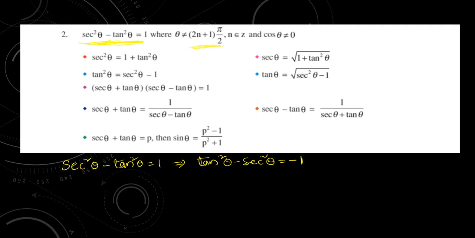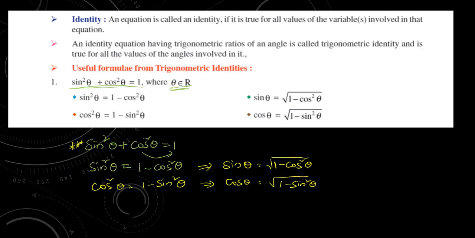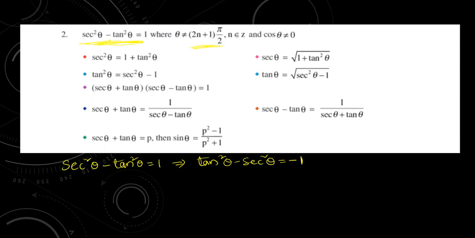On transposing, the same way we did the transpositions for the first identity, where we got 5 formulae, using this one we got 1, 2, 3, 4. The same way for secant square theta minus tan square theta is equal to 1 we get secant square theta is equal to 1 plus tan square theta. From that, secant theta is equal to square root of 1 plus tan square theta. The same way tan square theta is equal to secant square theta minus 1, and from this tan theta is equal to square root of secant square theta minus 1.